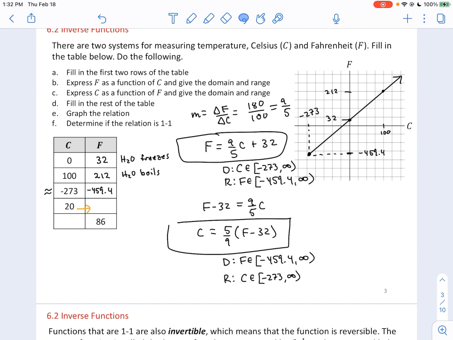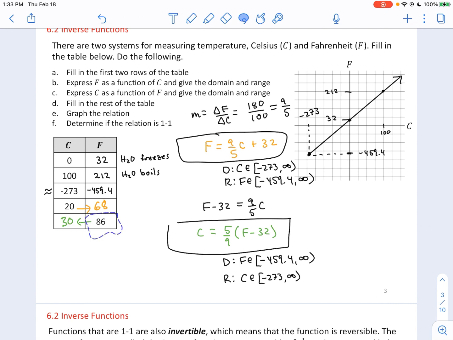So we plug C equals 20 right into this area right here. C goes in, 20, divide 20 by 5, that's 4, times the 9 next, 36, and then add 32, we get 68. Now if I want to go the other direction, from Fahrenheit to Celsius, I'm going to use this second direction function. So I'm going to start with F equals 86 and plug it in right there. 86 minus 32, do that first. That gives me 54. Do 54 divided by 9, it's 6. And then times 5, that gives me 30.